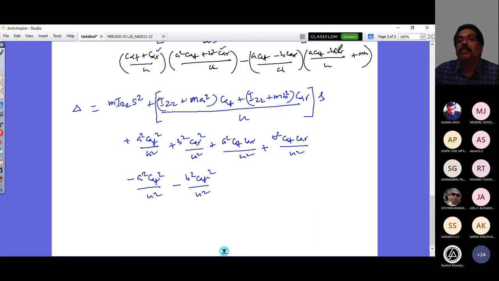Right, this c minus into minus plus, and this is outside minus. And then again, what do I have here? When I multiply this term with this, I have minus AB C alpha F C alpha R, and minus of minus becomes plus. So plus AB C alpha F C alpha R by U square. And similarly, if I multiply with this, minus and minus is plus. So it's AB C alpha F C alpha R by U square.